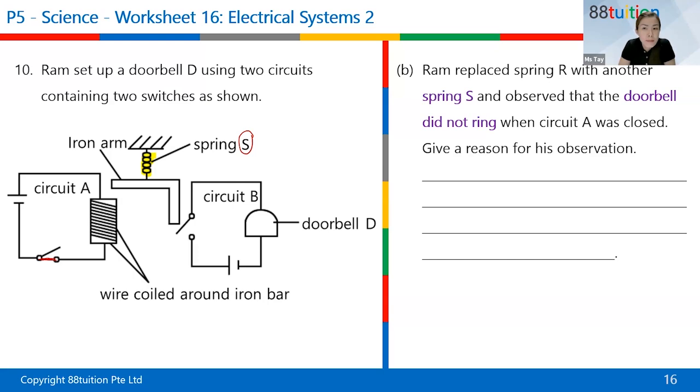Okay, I'm going to give some comments now. Think about Xiang Kun's answer. Xiang Kun said, spring S is not flexible. So what do you understand by flexibility? Jessian? That means that it can be stretched.